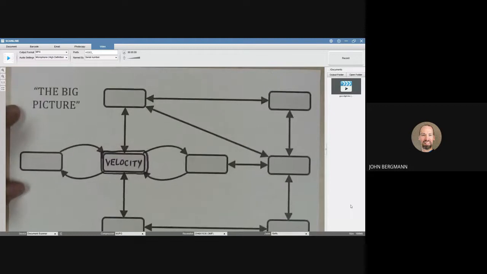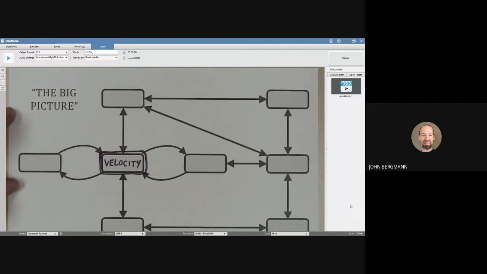entire picture right here. Basically, this picture is to help us realize that if we know this quantity about the physical situation, then we could calculate maybe this quantity or that other quantity. This is kind of a big map of mechanics and how it all works together.